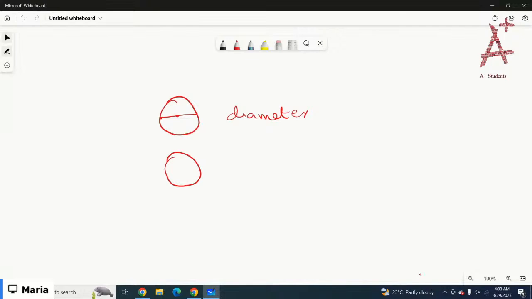If you have a line from one point on the circle to the center, that would be the radius of the circle, and the radius is just half of the diameter. The complete line is the diameter, half is the radius. If you have a line that touches the circle at two points but does not pass through the center, that would be the chord. These are the three very important and basic things related to the circle.